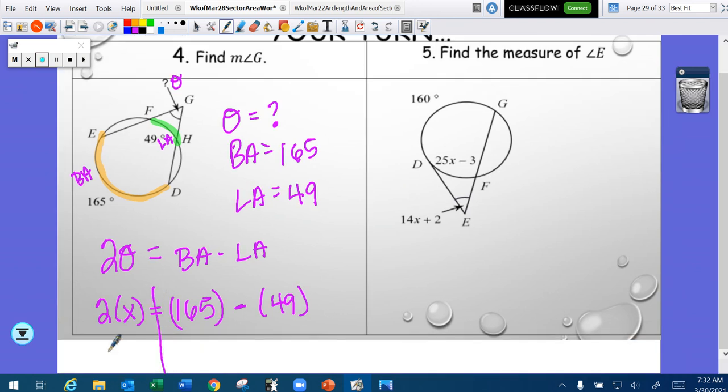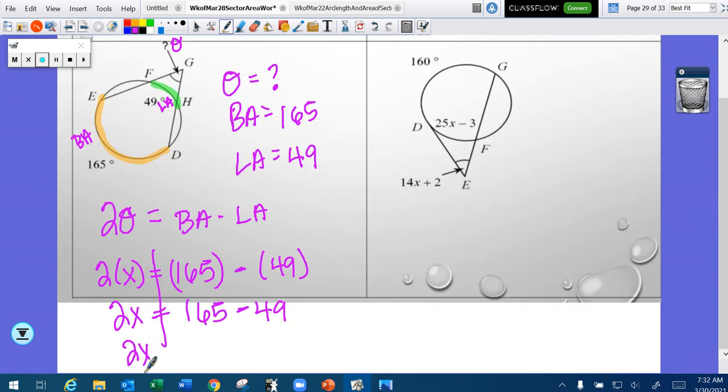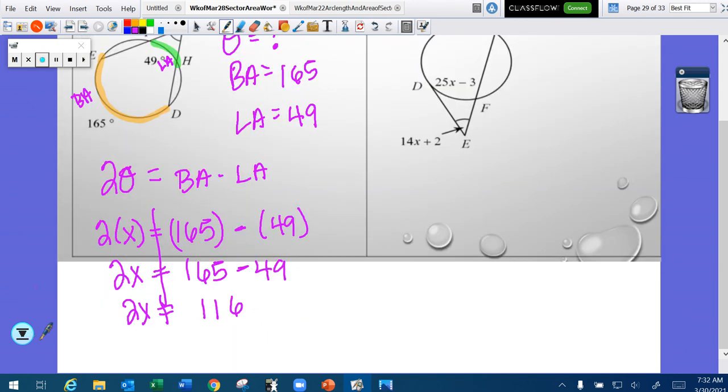So here I get 2x equals, there's no number in front of this parentheses, so I can take it away. This minus, I can make that negative 49. All right, so here I get 2x equals 165. What's that? That's going to be 165 minus 49. And remember, you can use Desmos to help you with anything that you need help with. That's 116, divide by 2, divide by 2.